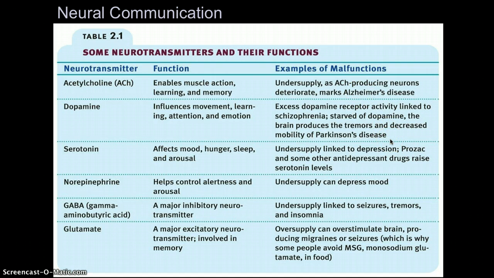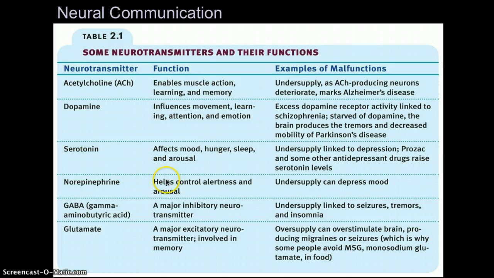But there's a way to manage or slow down the process, at least in the case of Alzheimer's disease. But there is no cure for having a lack or an excess of these two neurotransmitters in your body, but it can be managed. The third one here, serotonin, affects mood, hunger, sleep, and arousal. An undersupply is linked to depression.